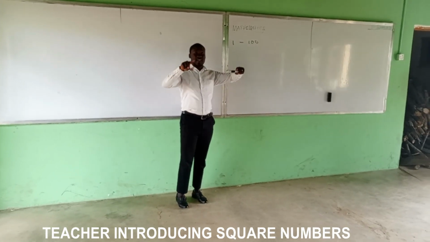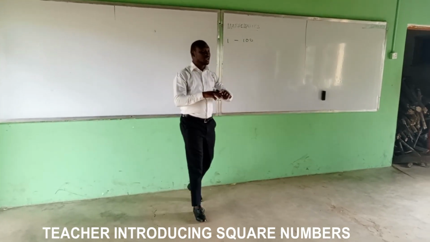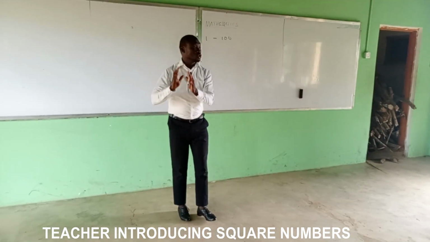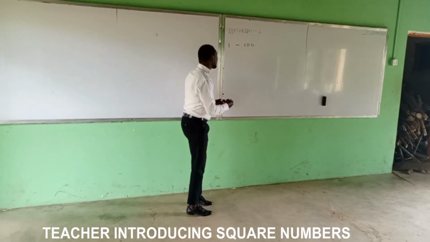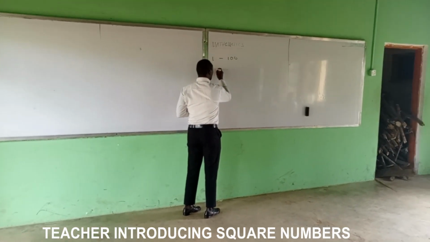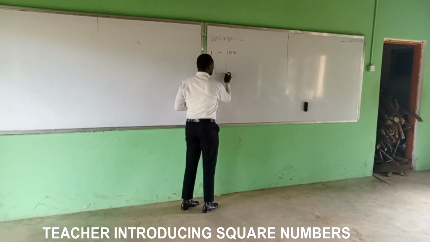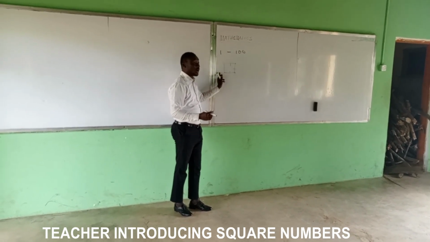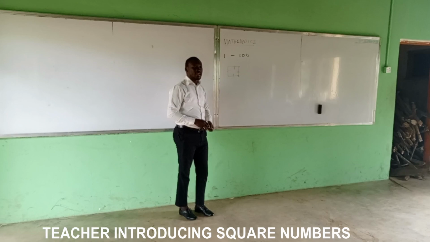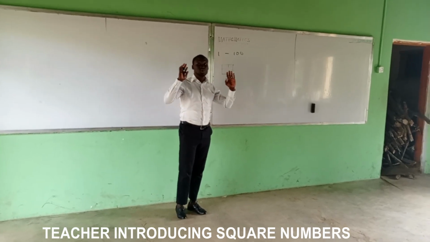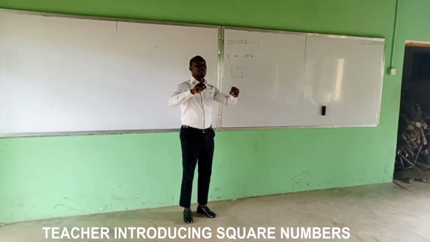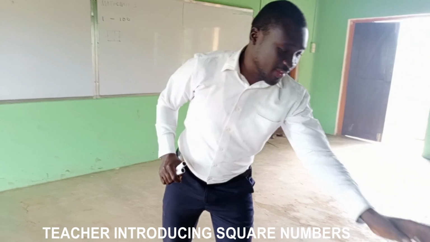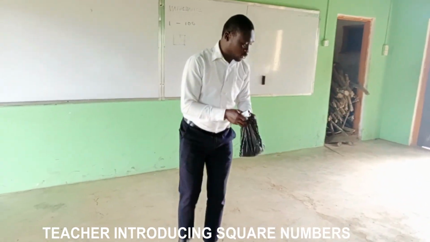So all the sides of a square are what? Equal. So if it is 2, it means all the sides are what? 2, 2, 2, 2. So this symbol shows that all the sides are equal. In this case, we are going to use bottle tops to form squares so that we know how it is. So these are my bottle tops.